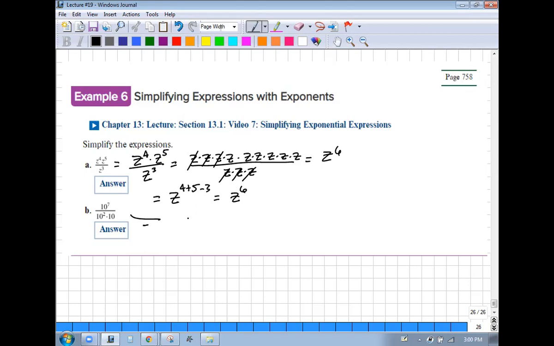So here we have 10 to the 7th, and then we're dividing by, what's on the bottom here? 10 squared times 10. Well, that's 10 cubed. Well, if you have 7 tens on top and then you're dividing by 3, you're left with 4 tens.